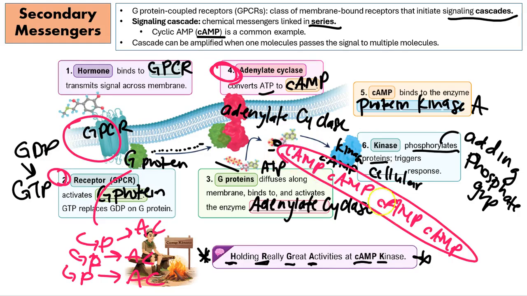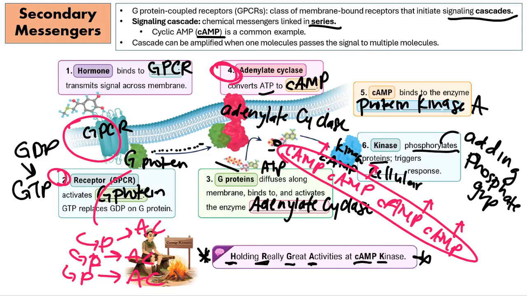Now, because we have a lot of cyclic AMP, you might be saying, oh, we're about to have even more amplification. Well, let's think about it. The cyclic AMP has to bind to the kinase enzyme, that protein. So if I have 4 cyclic AMPs here, they're only going to be able to bind to 4 kinases. So just keep that in mind as well. So there's not going to be any amplification at the cyclic AMP portion.